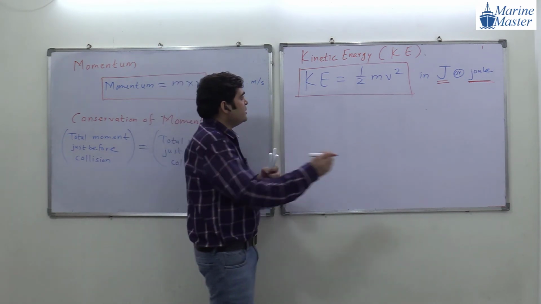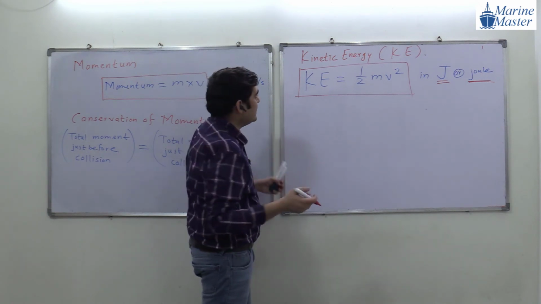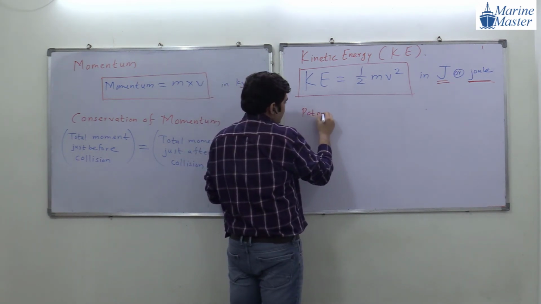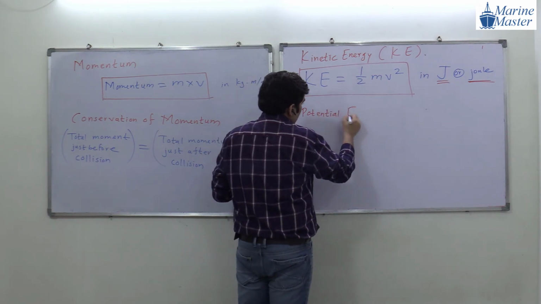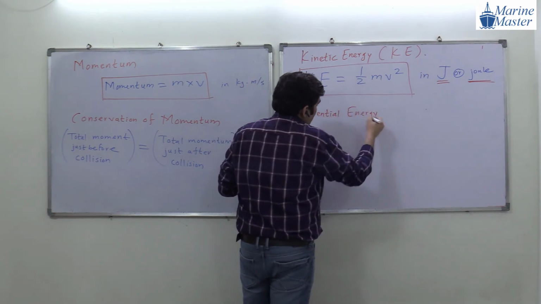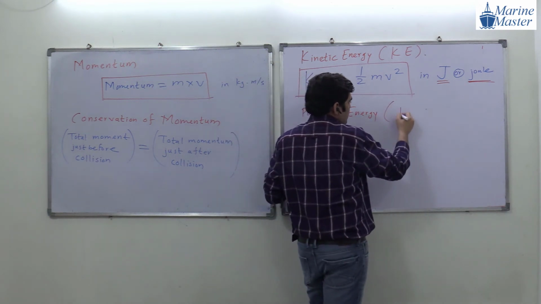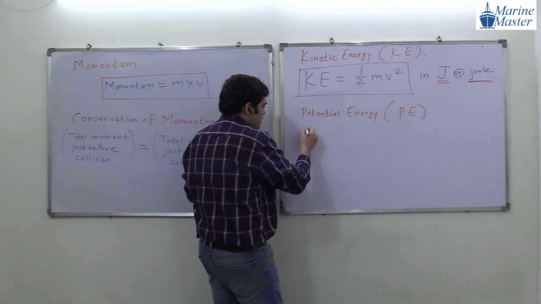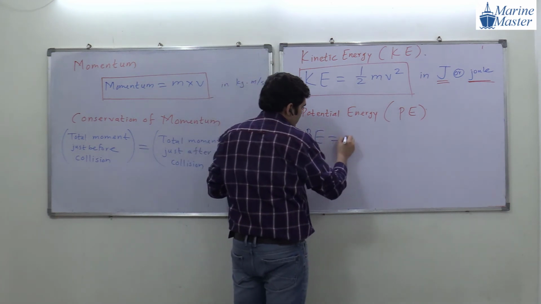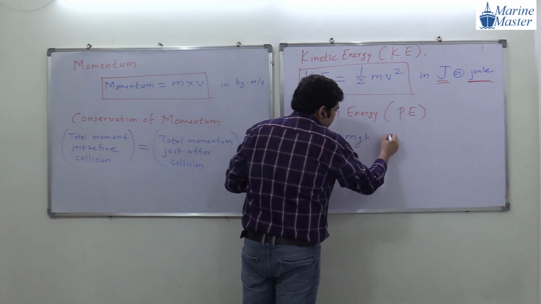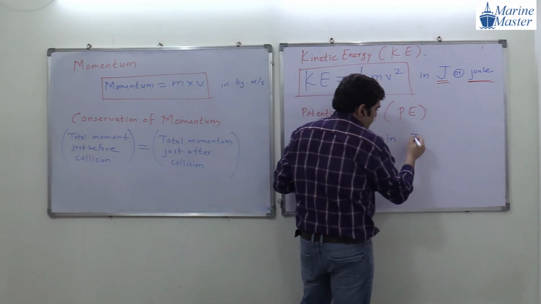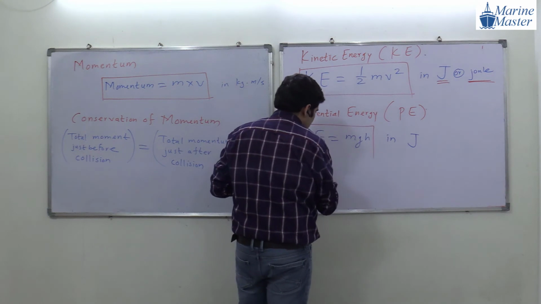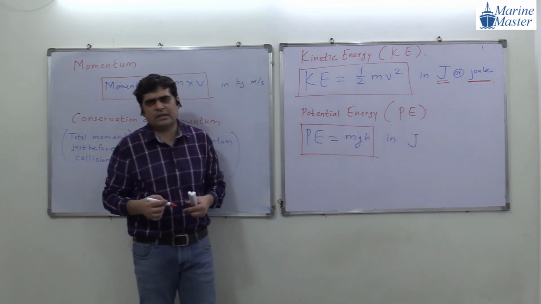After kinetic energy, the next point will be potential energy. We will denote potential energy by PE, and potential energy is mgh. It is energy, so it will also be in joule. Please everyone write down potential energy. You may know this term, but don't worry, just write it down. This is for our reference.